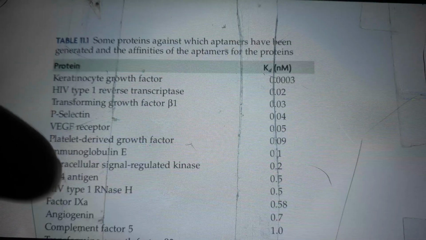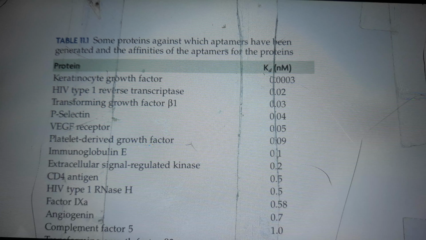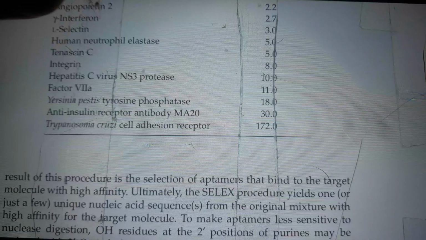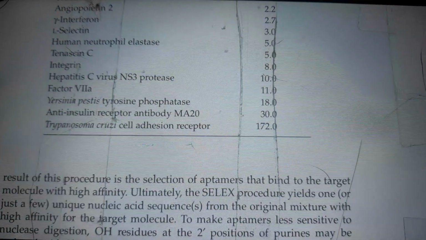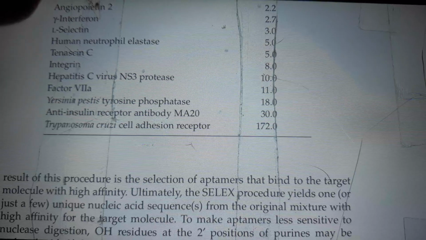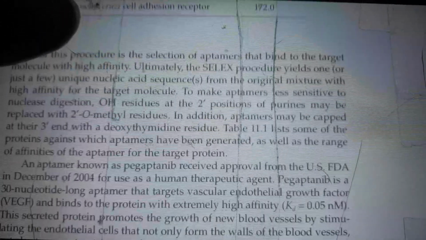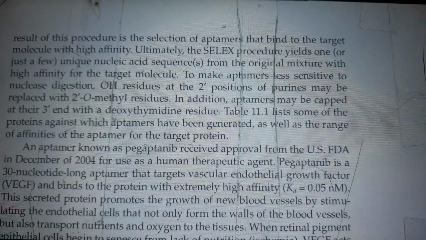The end result of this procedure is the selection of aptamers that bind to target molecules with high affinity. Ultimately, the SELEX procedure yields one or just a few unique nucleic acid sequences from an original mixture with high affinity for the target molecule.